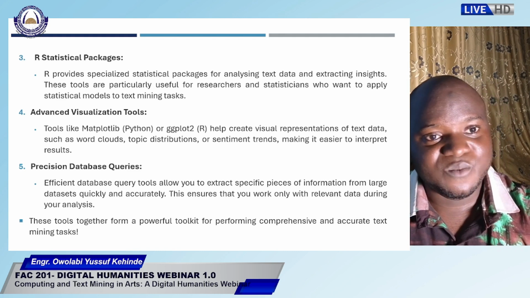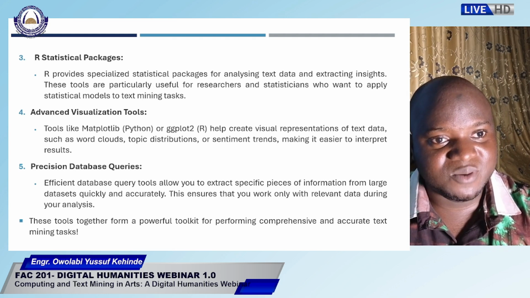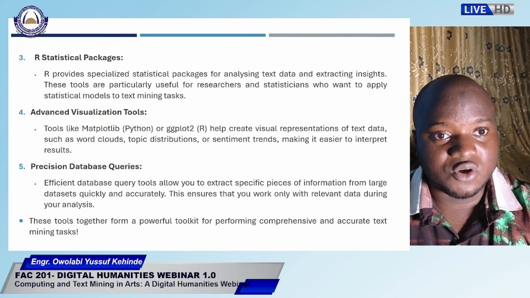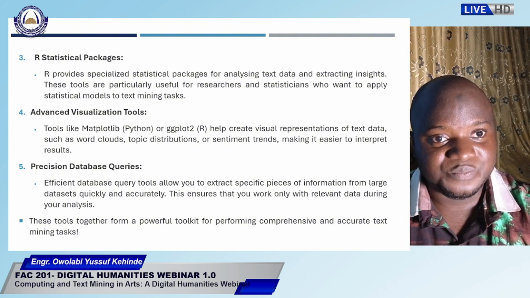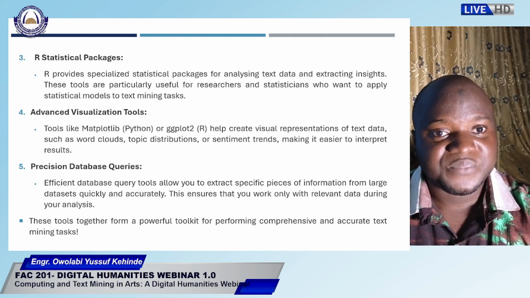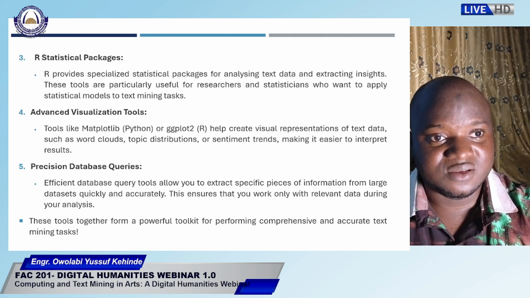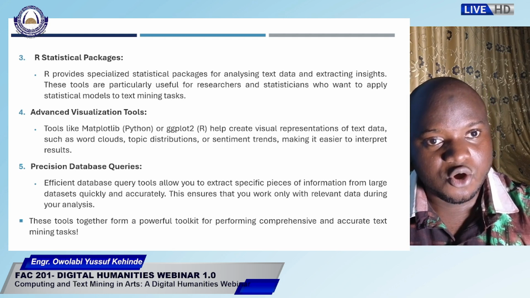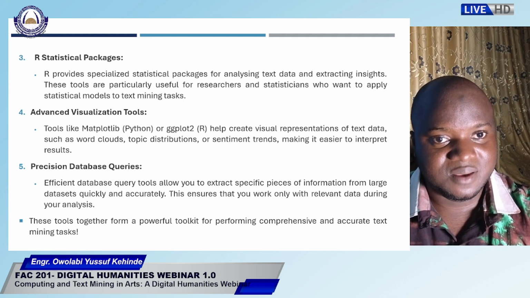Number four, we have the advanced visualization tools. Tools like Matplotlib, which is also a Python library, or ggplot2 in R help create visual representations of text data such as word clouds, topic distribution, or sentiment trends, making it easier to interpret results.